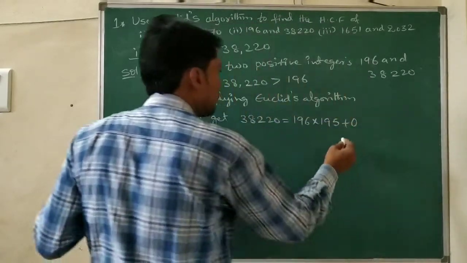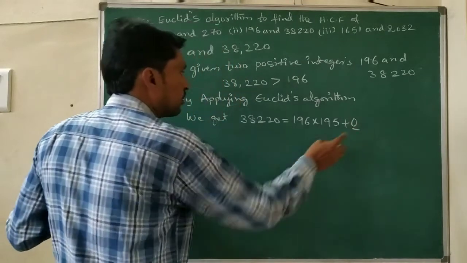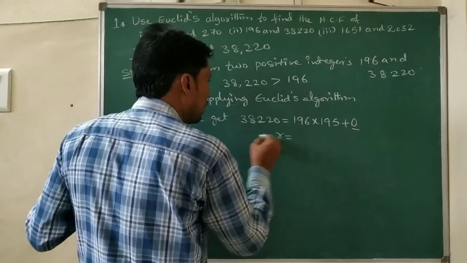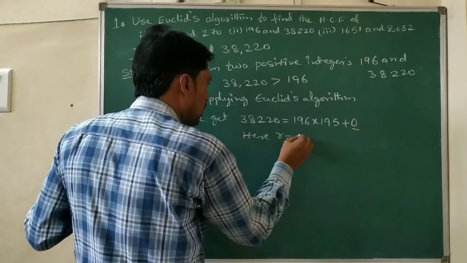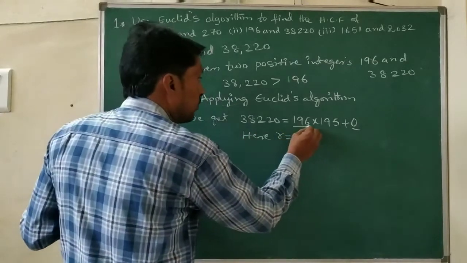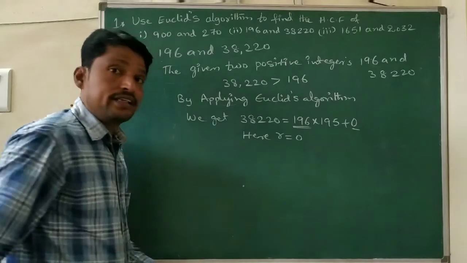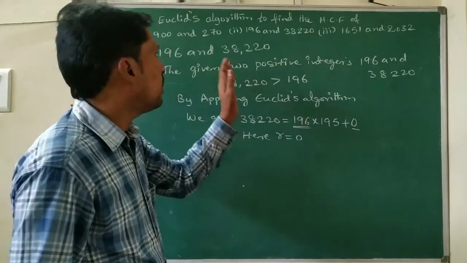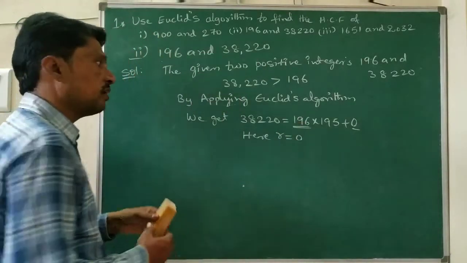So here, you can see, what is the remainder? The remainder we got is 0 only. So here R equal to 0. R equal to 0 means the divisor. What is the divisor? 196 is the divisor. The divisor is the HCF of the two numbers.